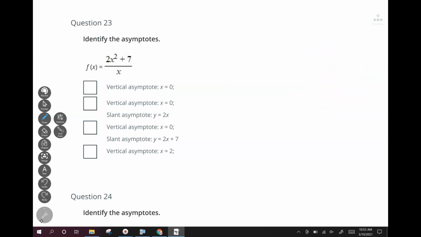On 23, vertical asymptote. So remember, the vertical asymptote is where your denominator equals 0. So simply x equals 0 is your vertical asymptote. So we can knock out the last one.